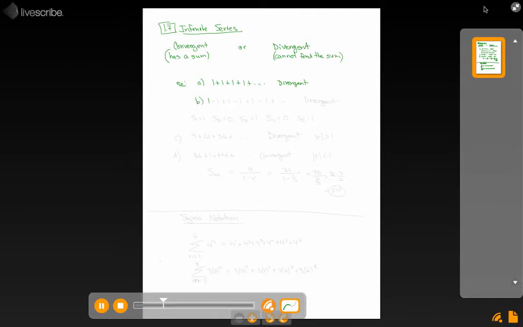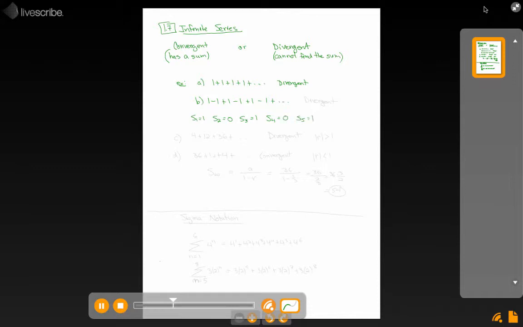Even something like this, if I have 1 minus 1 plus 1 minus 1 plus 1 minus 1 plus ... This thing doesn't head to infinity, so it's tempting to say, oh, it must be convergent. But if I look at the sums, S1 is 1. The sum of the first two terms is 0. The sum of the first three terms is 1. The sum of the first four terms is 0. The sum of the first 5 terms is 1, etc.